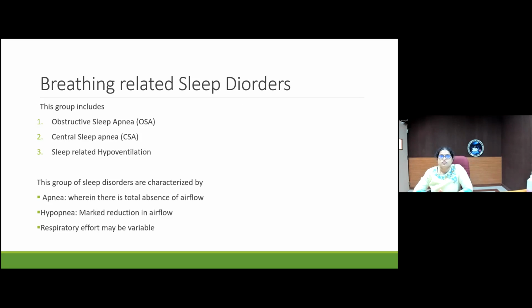So next, coming to the breathing related sleep disorders. This group includes obstructive sleep apnea, central sleep apnea, and sleep-related hypoventilation. This group of sleep disorders are characterized by apnea and hypopnea. Apnea, wherein there is total absence of airflow. Hypopnea, where there is reduction, but there is some airflow occurring. And lastly, the respiratory effort may be variable. There may be some respiratory effort like in hypopnea, whereas in apnea, there may be total loss of respiratory effort.